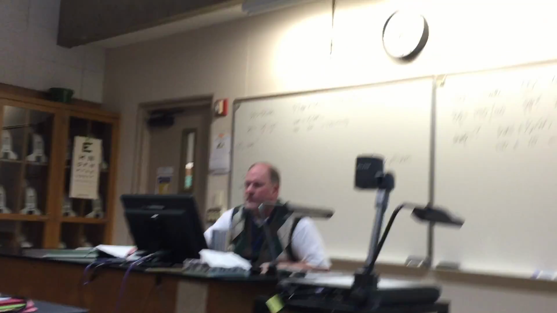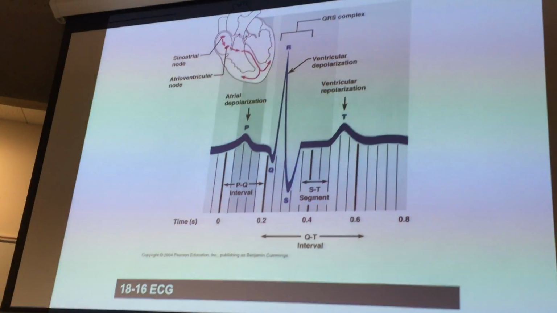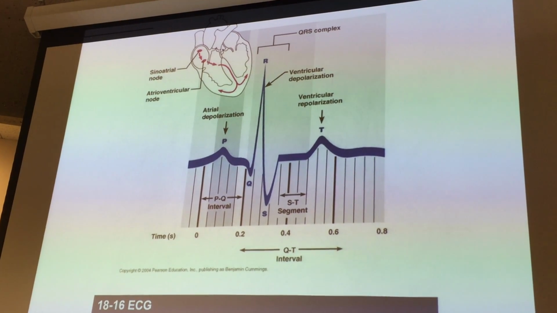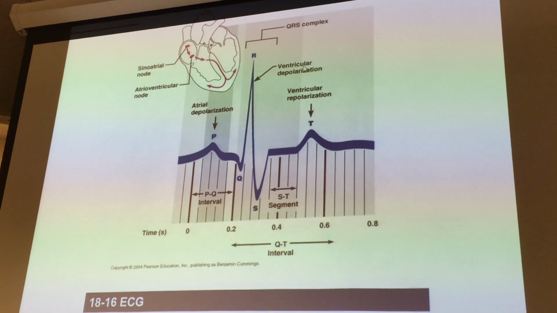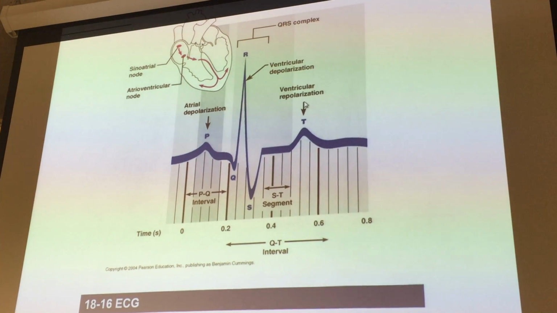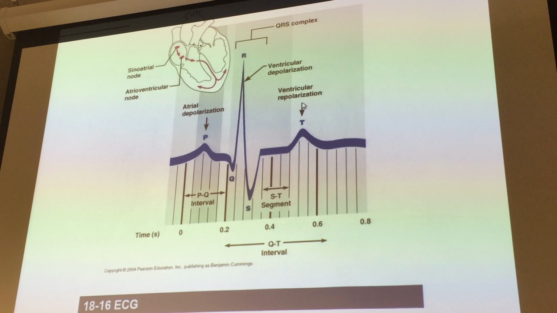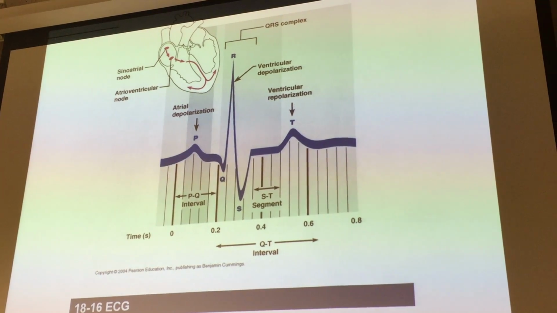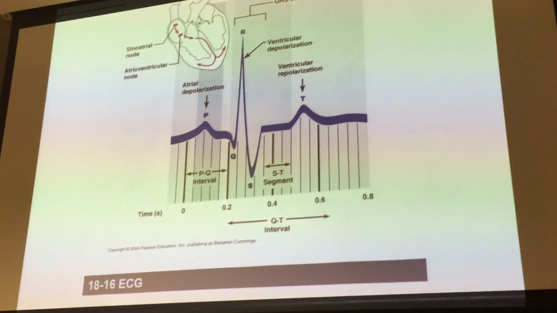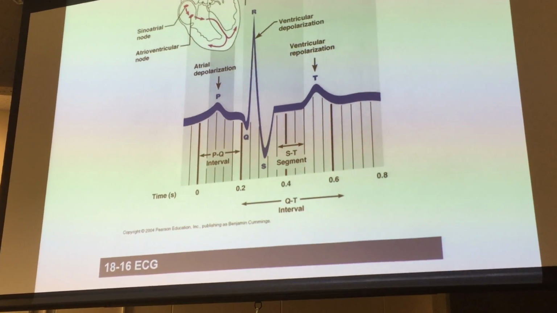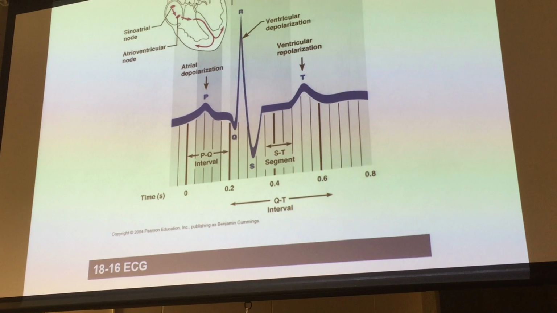There are our waves. Make sure you can describe what the waves are: P, Q, R, S, and T, and what they represent. They're all written here. Atrial depolarization, ventricular depolarization, ventricular repolarization. Where's the atrial repolarization? It's hidden in the QRS.